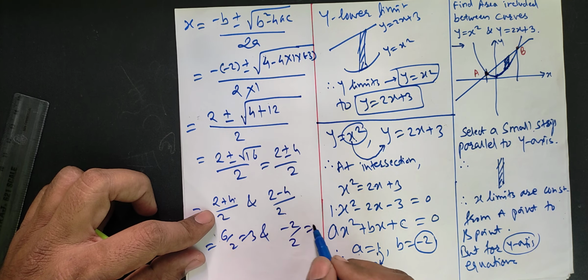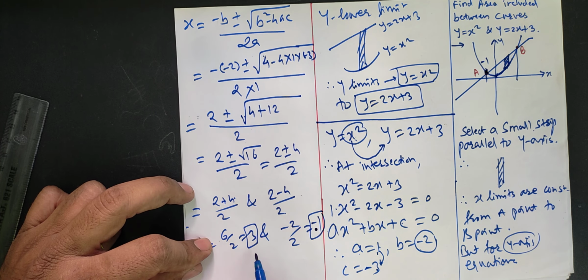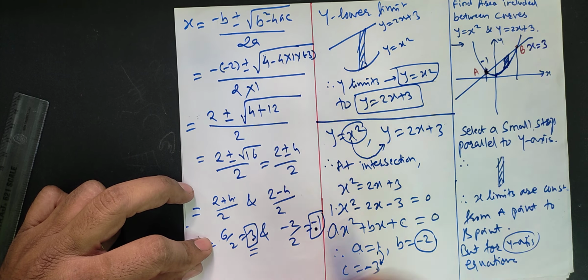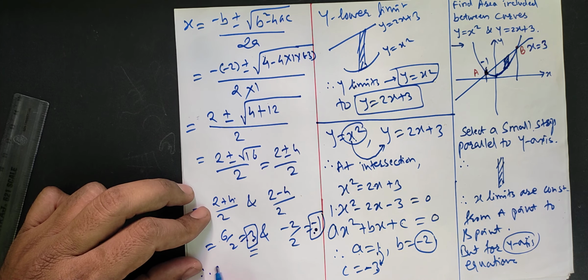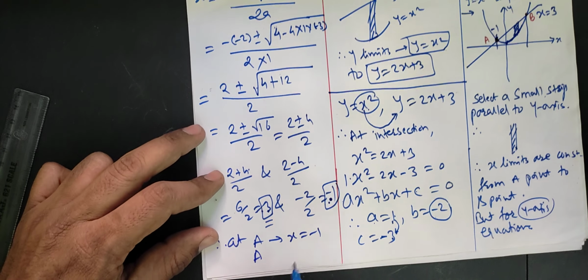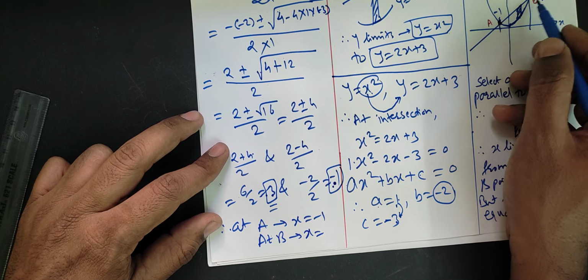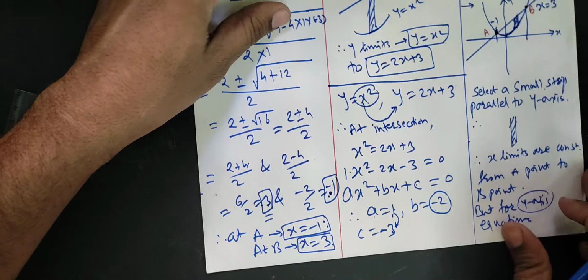At the first point, the x value will be the minimum, that is minus 1. At the second point, the x value will be the maximum, 3. So at B the x value is 3, and at point A we got minus 1. So at A, x equals minus 1, and at B we got x equals the second value, that is 3. So these are two limits. We decided the limits of x, lower limit as well as upper limit.